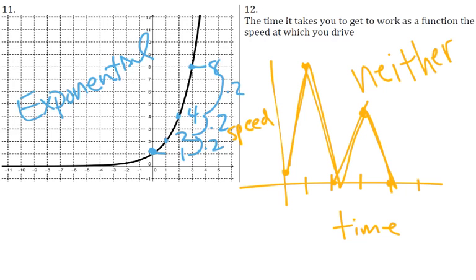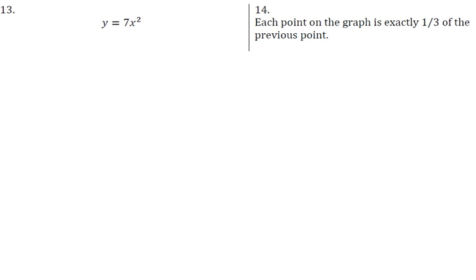So take a look at the next ones now and go with those. Okay, we're almost done. We're getting there. So, number 13. Okay, does that look like the slope-intercept form?